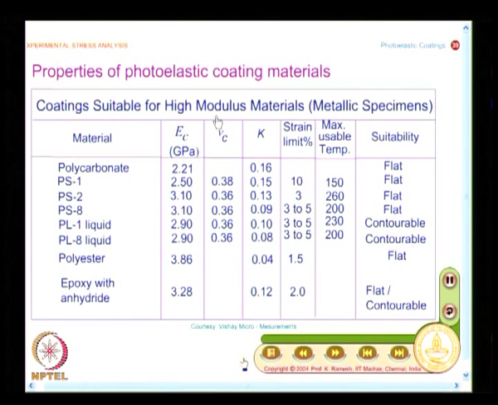And what you need to look at here is for high modulus materials, the recommended coating has a Young's modulus around 3 GPa, and Poisson ratio is around 0.36. For most metallic materials it will hover between 0.24 to 0.26 or 0.28. So, this is how you have to look at the relevance of these numbers.